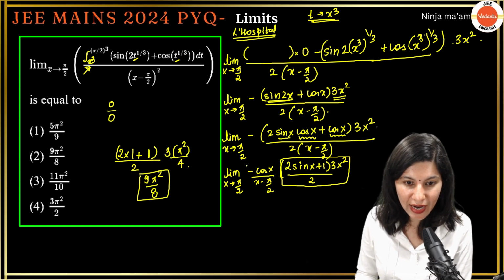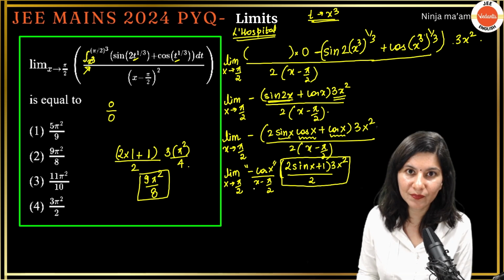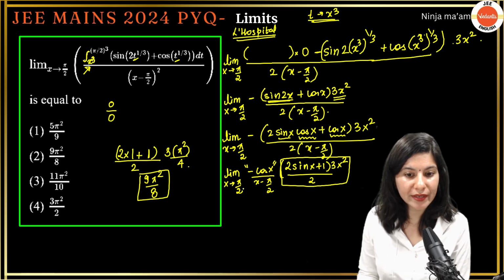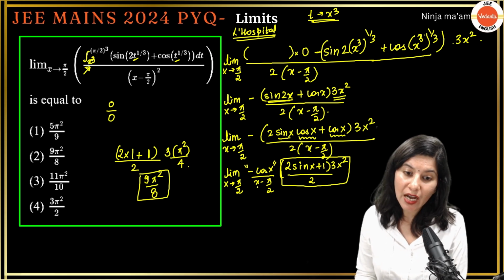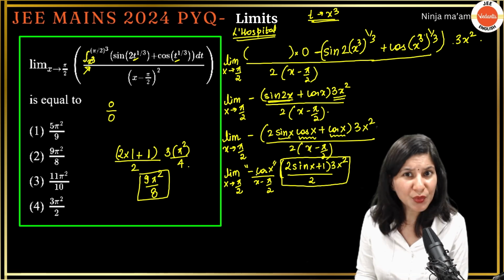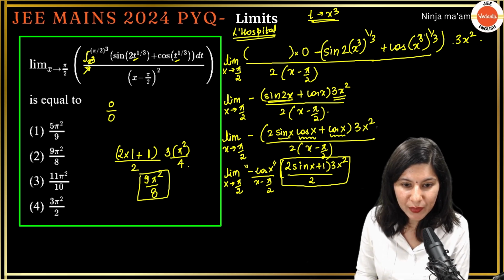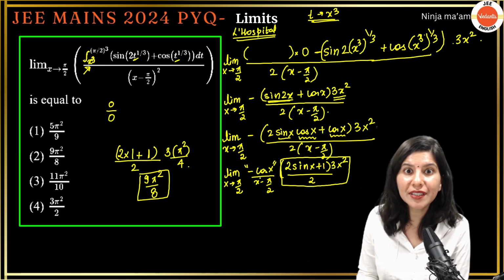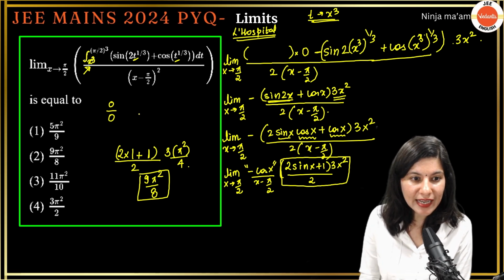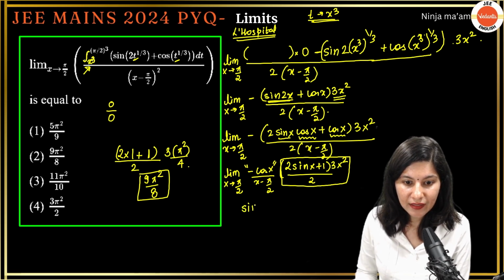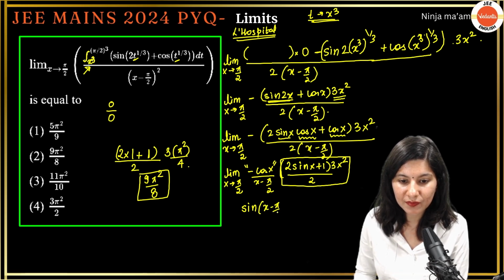So we just need to handle this 0 by 0. How to do that? Either you can apply L'Hopital also here, but it is not recommended. But what you can do is convert minus cos x in terms of sin x. So sine x minus pi by 2 upon x minus pi by 2.